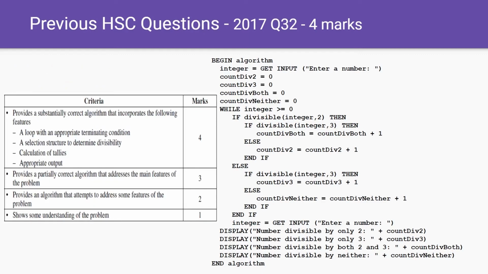So if we actually have a look at the marking criteria, to be substantially correct, it needs to incorporate a loop with a terminating condition, which we've done here with this while. A selection structure to determine divisibility. So we do have selection. We have 1, 2, 3 if statements, and they are nested into each other. But that is checking each option possible of divisibility. We're calculating the tallies by adding 1 to each of those counts and then giving some sort of output.